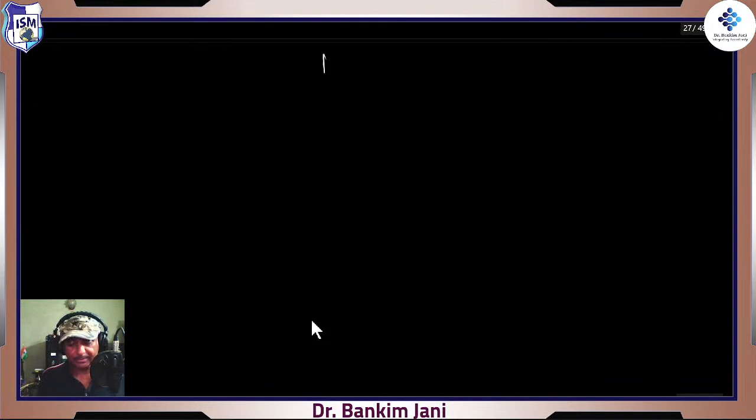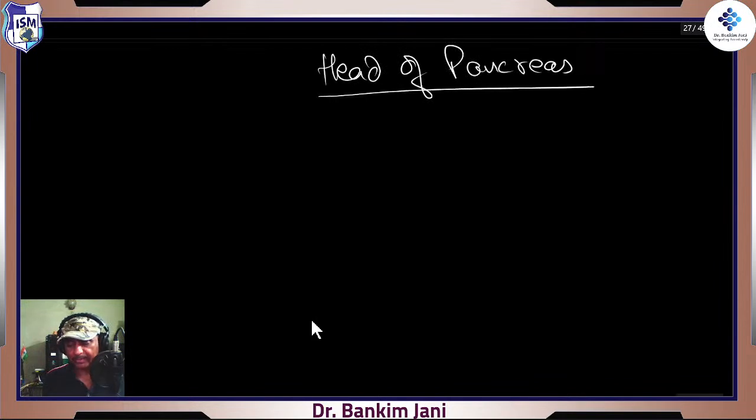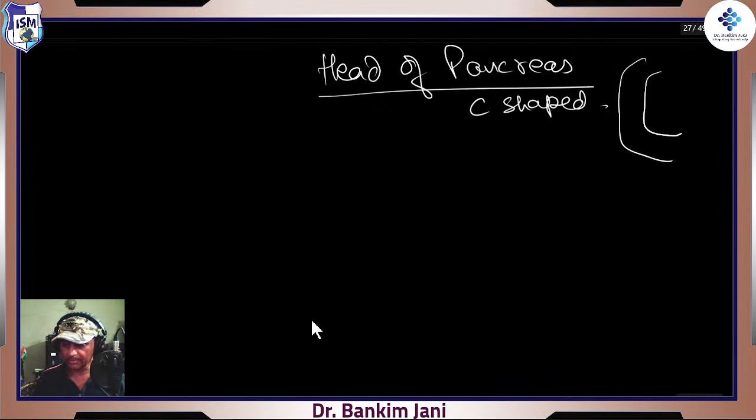Head of pancreas. In all the relations of the pancreas, only two things are to be understood. The rest is completely easy. Head of the pancreas is C-shaped. It has to be C-shaped because it is lying in that C loop of the duodenum, right? So this portion is the head.